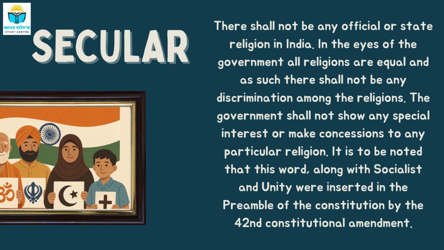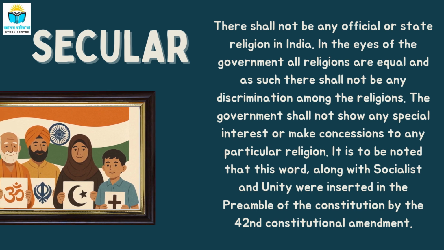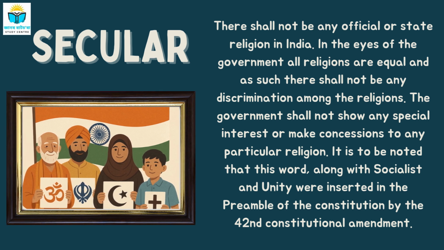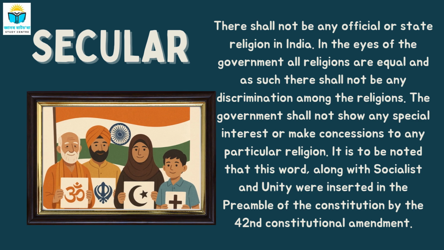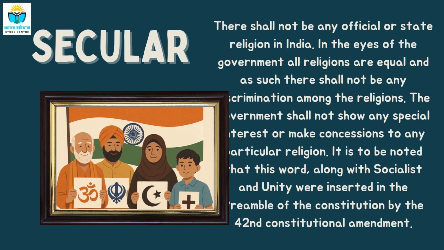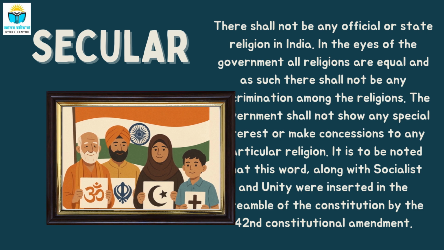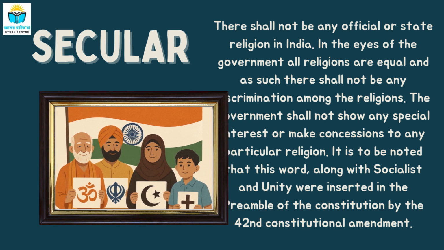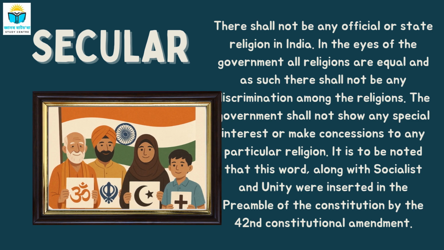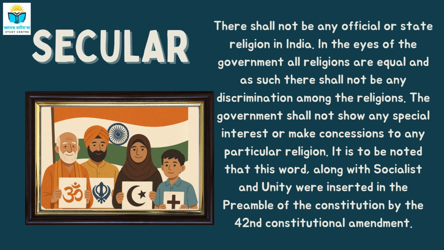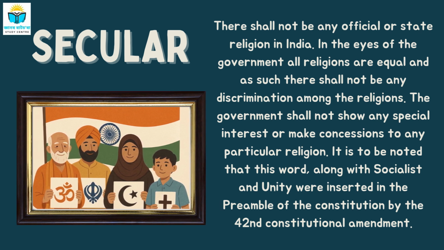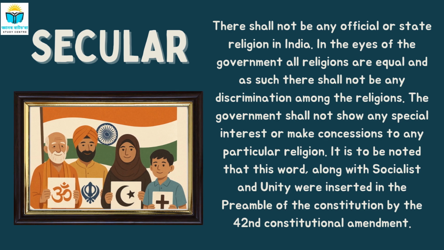Secular. In a secular state, the government has no official religion. There shall not be any official or state religion in India. In the eyes of the government, all religions are equal, and as such, there shall not be any discrimination among the religions. The government shall not show any special interest or make concessions to any particular religion. It is to be noted that this word, along with socialist and unity, were inserted in the preamble of the Constitution by the 42nd Constitutional Amendment.